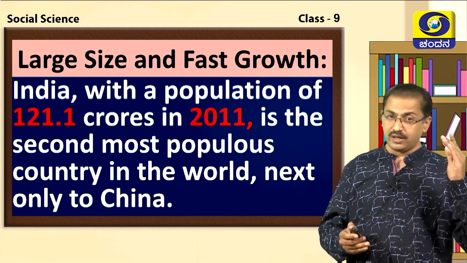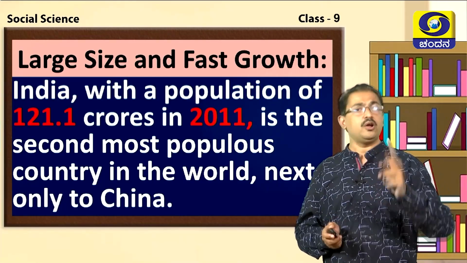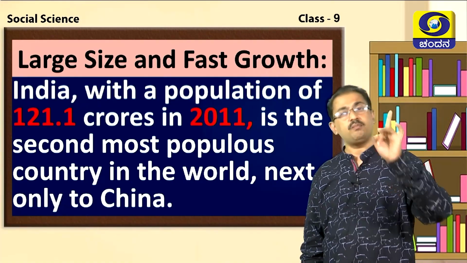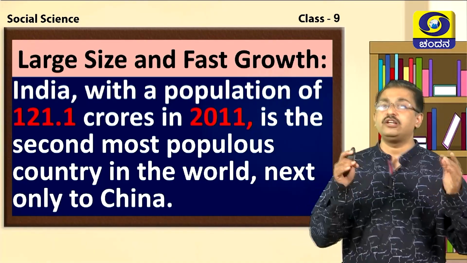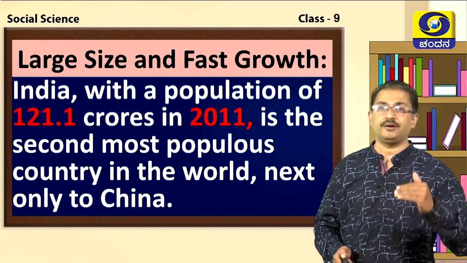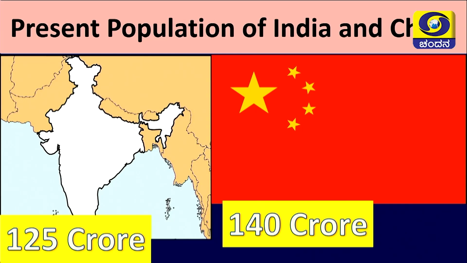According to 2011 census report, we had 121.1 crore population, and we stand second in the world in population next to China. As we see in this picture, the present population of India and China, India has 125 crore approximately as on today's date, and China is having 140 crore population, that is the present population of these two neighboring nations.